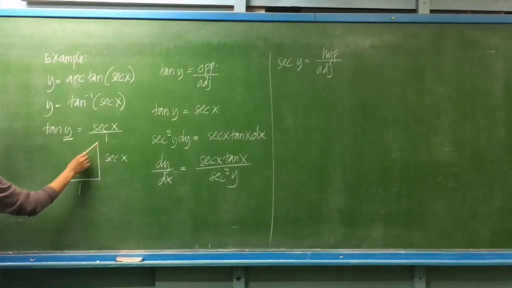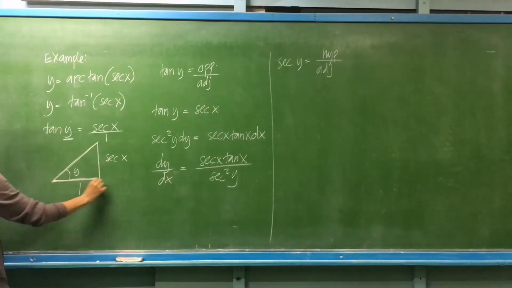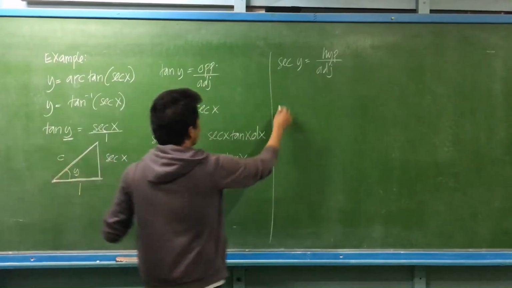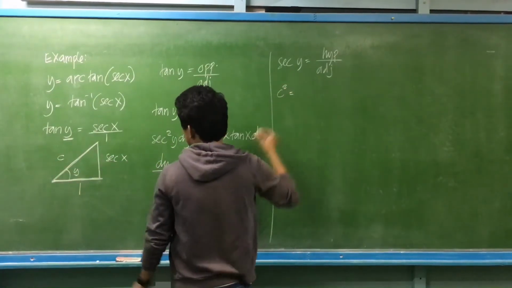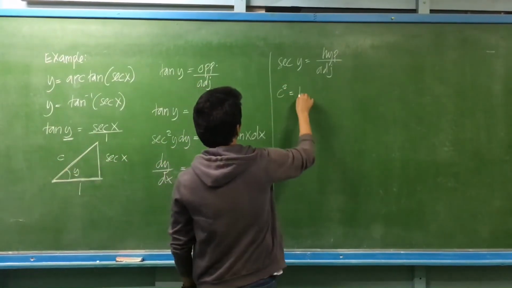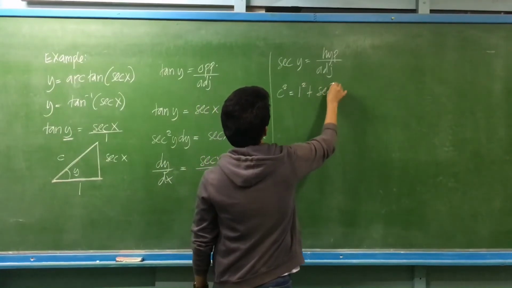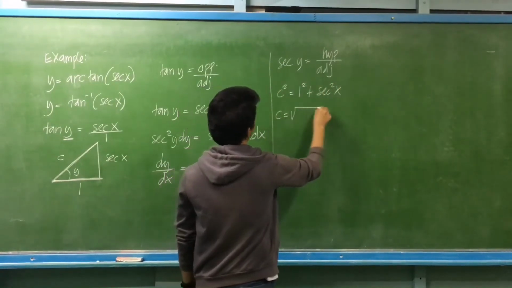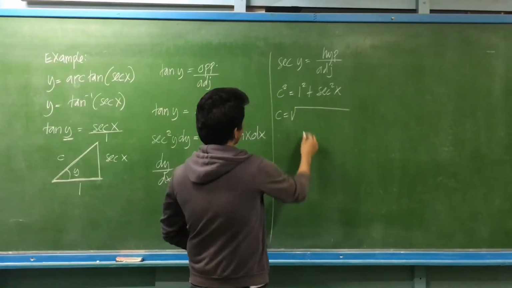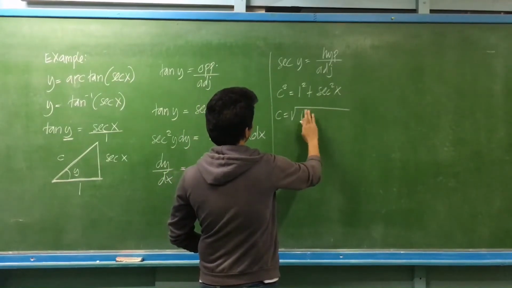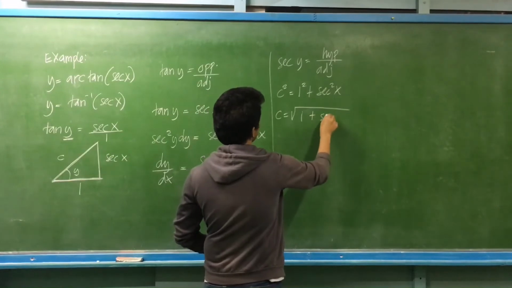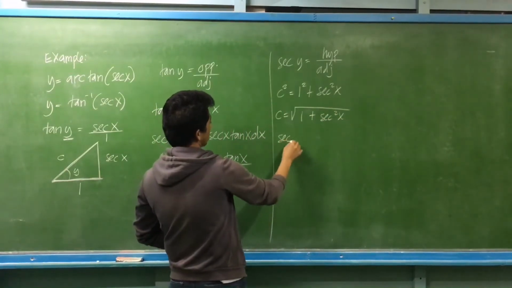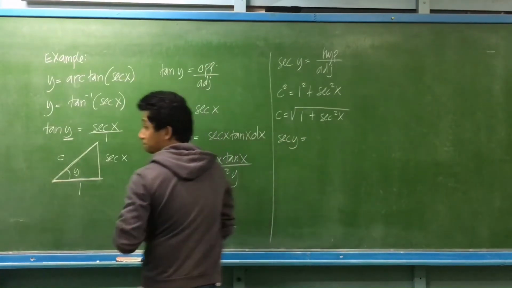So what is the hypotenuse? If you have the side, let's say for this triangle, what is the value of side c? By Pythagorean theorem, c squared is equal to 1 squared plus the secant squared of x. So the value of c will be the square root of 1 squared, or the same as 1, plus the secant squared of x. So what is the equivalent of secant of y this time?